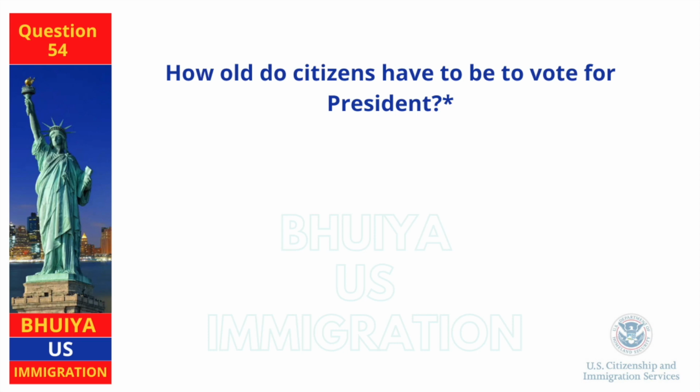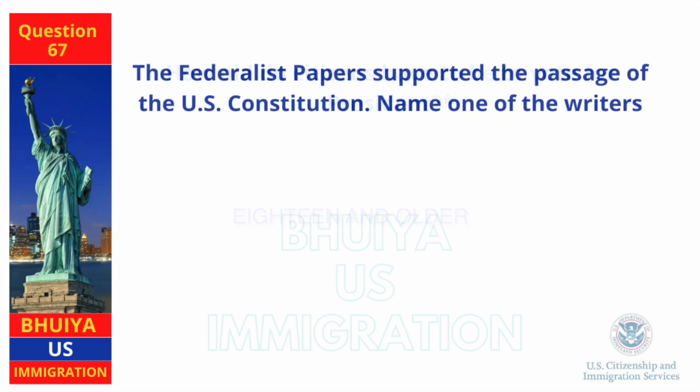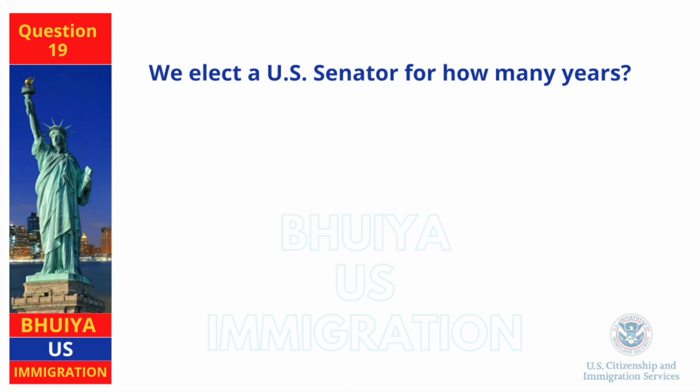How old do citizens have to be to vote for president? 18 and older. The Federalist Papers supported the passage of the US Constitution. Name one of the writers. James Madison. We elect a US senator for how many years? 6.